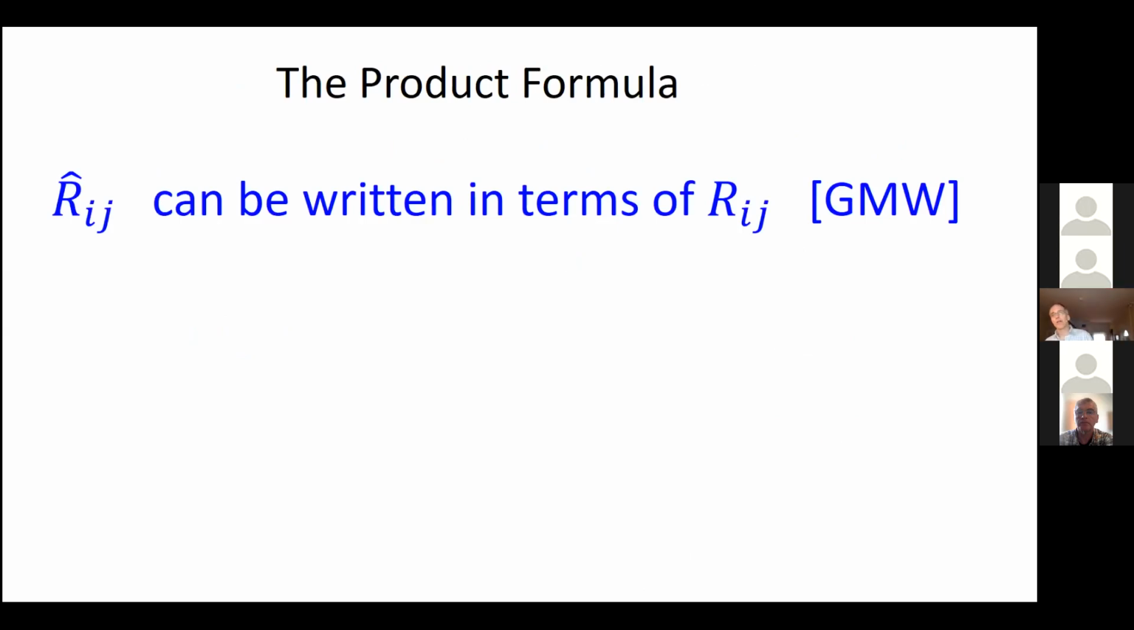Now, an important fact is that this R hat IJ, these Hom spaces, can be written in terms of the soliton complexes Rij. And I don't have time to derive it for you, but I'll just state the result. So the result is this. If I take the R hat IJs, and I take the elementary matrix Eij, which is a 1 in the ith row and jth column, then I get a matrix of complexes.